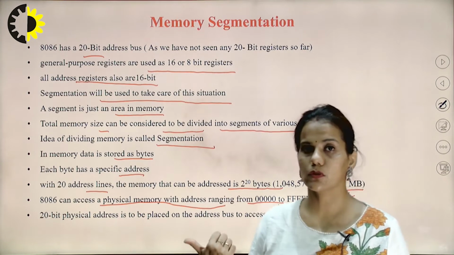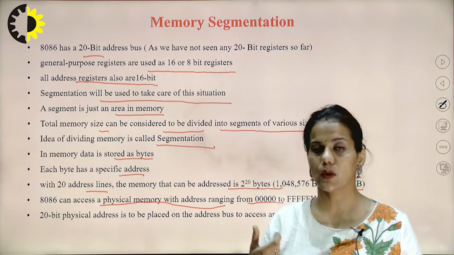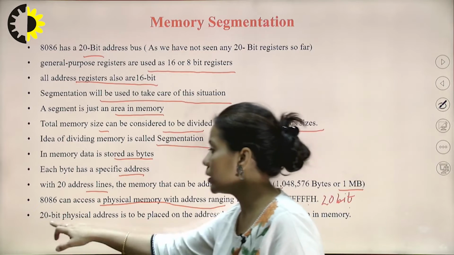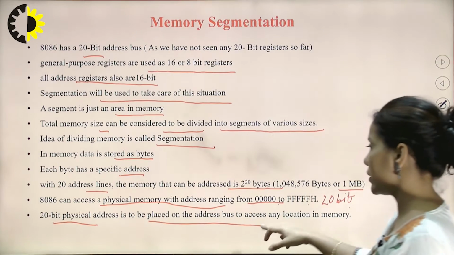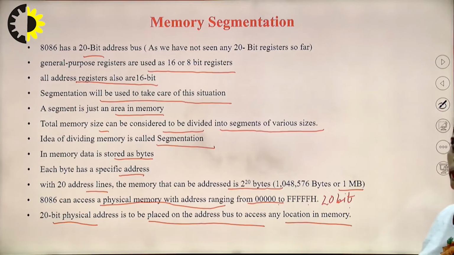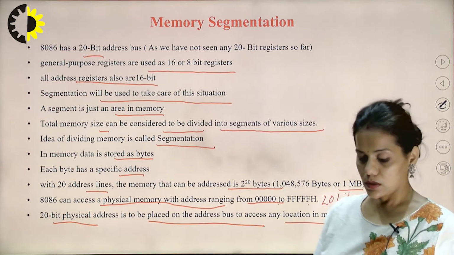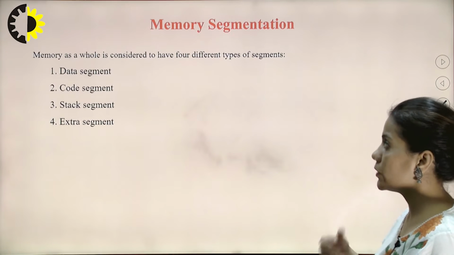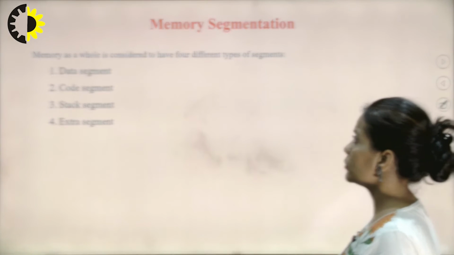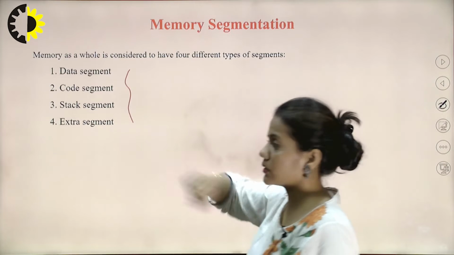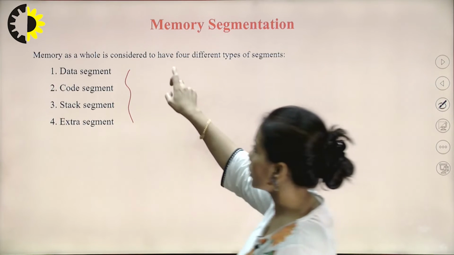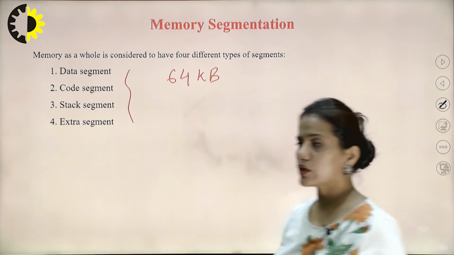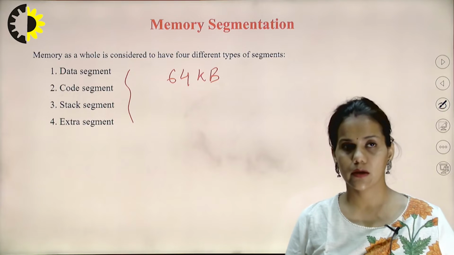For this purpose, we have divided the 8086 memory into segments, which is known as segmentation. A 20-bit physical address is to be placed on the address bus to access any location in the memory. This is the goal. So how will this goal be fulfilled? For this, the memory as a whole is considered to have different types of segments, each of 64 KB size: data segment, code segment, stack segment, and extra segment.